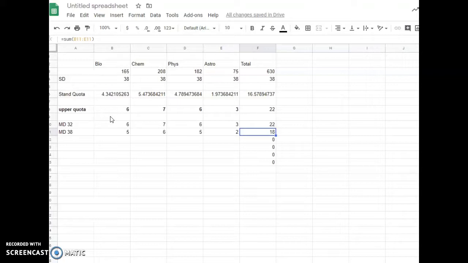Remember, how many seats did I have? I had 20. So 32 is still too big. 38 is too small. So I need to pick something in between. So let's do maybe 35. All right, it shouldn't matter. I don't really need to do that last one.